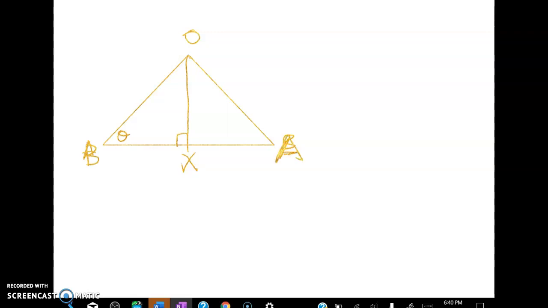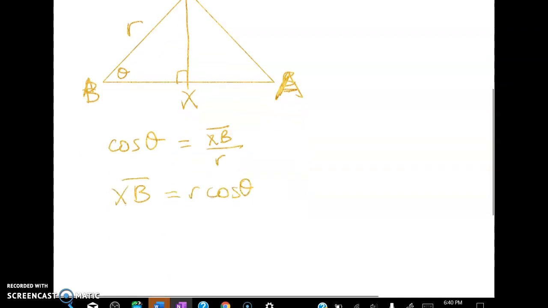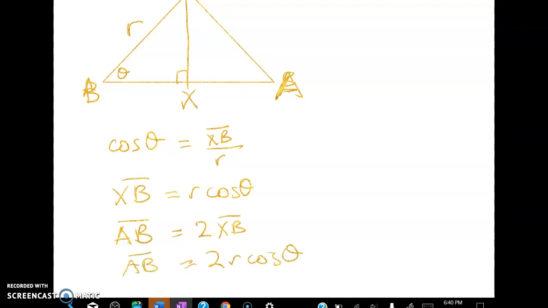So by Pythagoras, actually I didn't do Pythagoras, I did basic trig. That's a radius there. So we have cos theta is equal to length XB over r. So length XB is equal to r cos theta, and length AB is going to be double that. So it's 2 times XB, which is 2r cos theta. And in some ways, I think that is the hardest bit of this whole question.